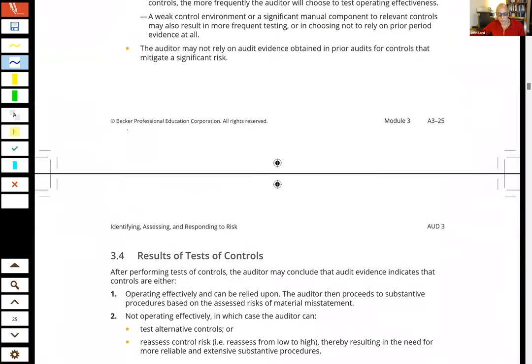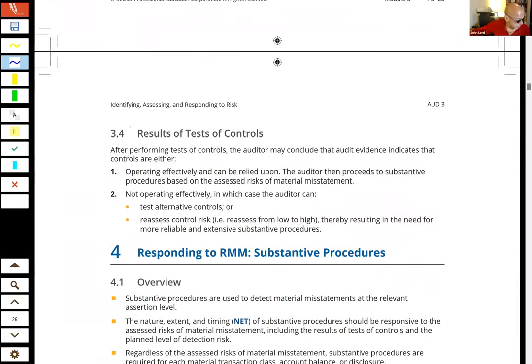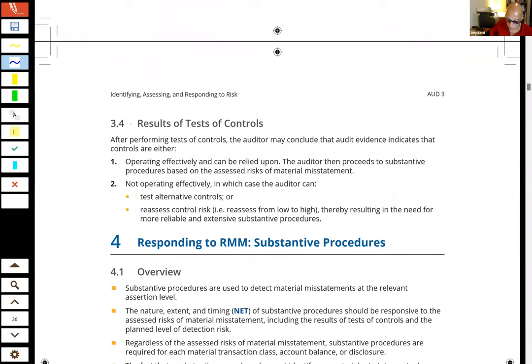Okay, good. Now you come over to results of the test of controls. Once we have tested the controls, we can conclude that the control has operating effectiveness. It can be relied upon. And now the timing, extent, and nature of my substantive procedures: internal evidence instead of external, a smaller sample size, and interim testing instead of year end. Not operating effectively.